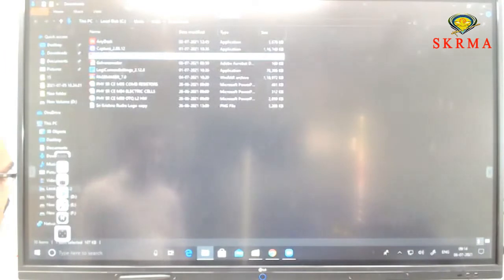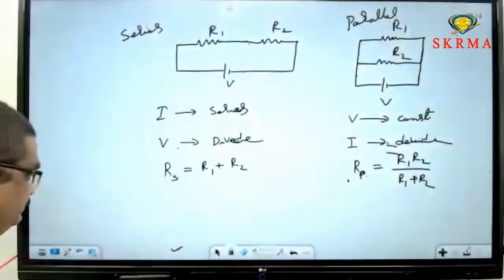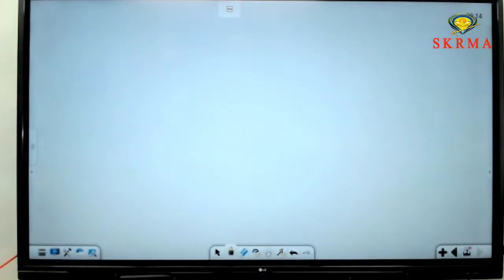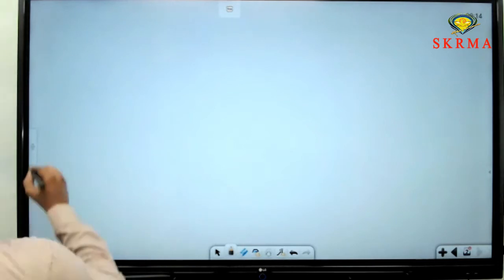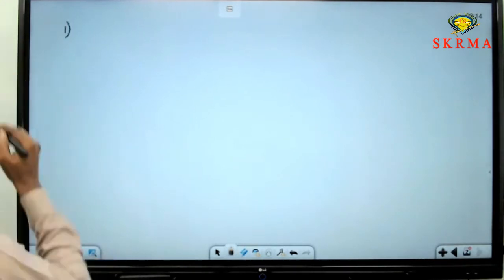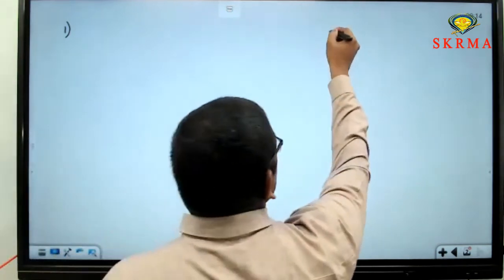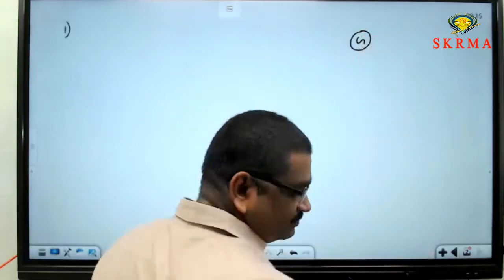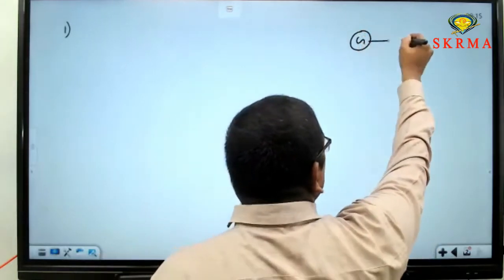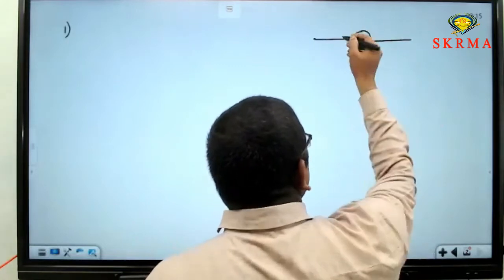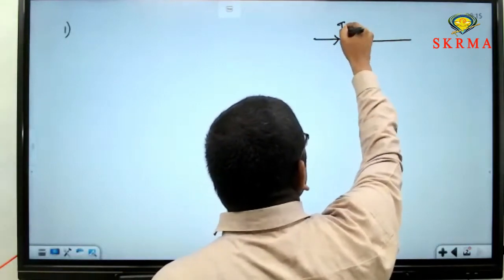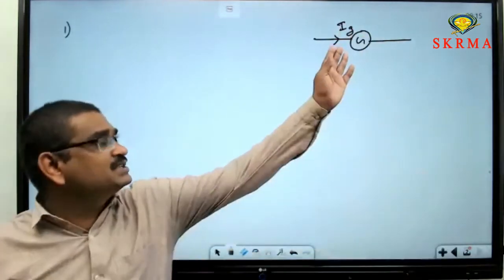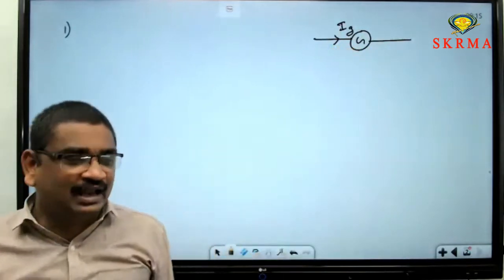How are we going to convert galvanometer into ammeter? First step, assume that this is the galvanometer. I am representing the galvanometer with the letter G. Here the current passing through it is Ig. Ig is the current passing through the galvanometer.